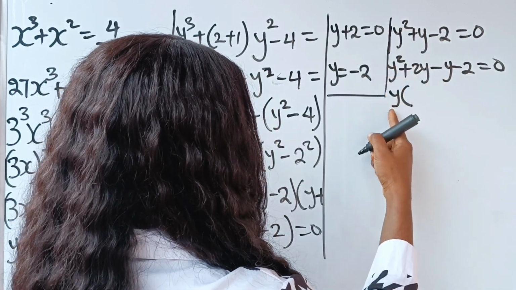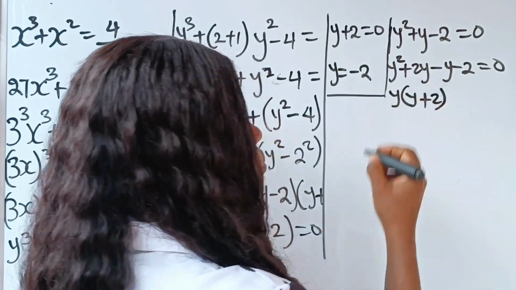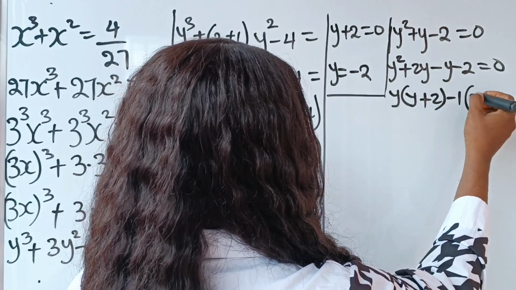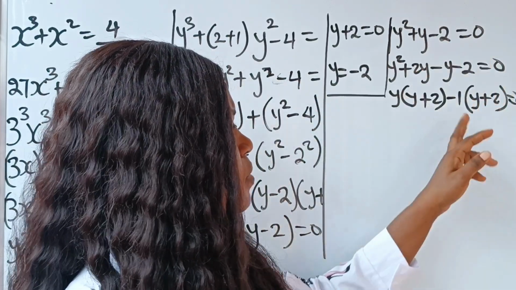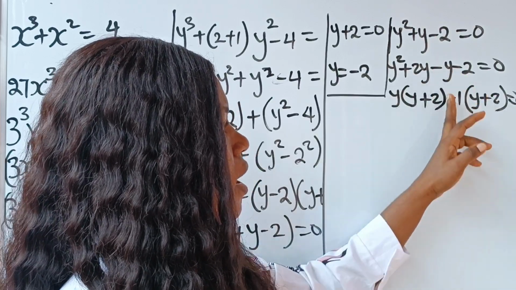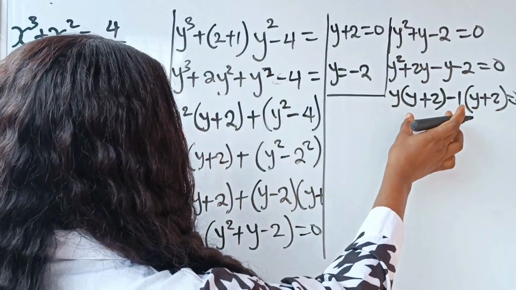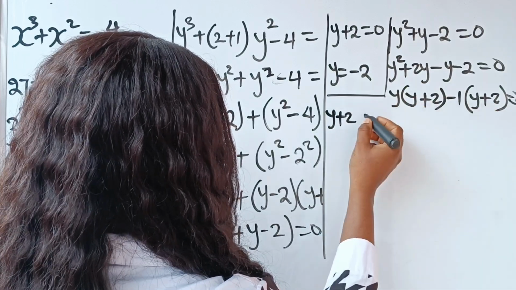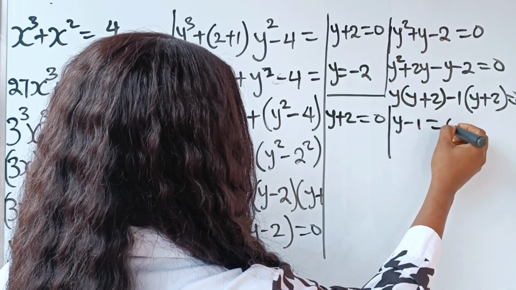Now y squared divided by y will give us y, plus 2y divided by y will give us 2. Okay, then minus 1 bracket, this can be written as y plus 2 as well, is equal to 0. Yes, because minus 1 times y will still give us minus y, and minus 1 times plus 2 will still give us minus 2. Okay, so from here now we can say that y plus 2 is equal to 0, and that y minus 1 is also equal to 0.